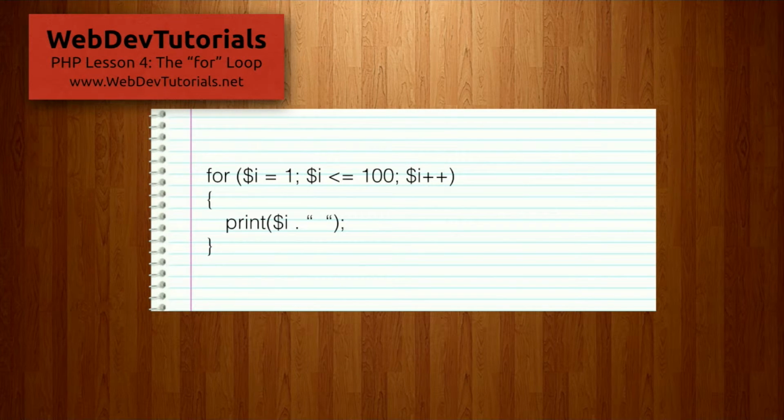The second expression is like an if statement. If true, then the loop will continue, else it will terminate. We want to make sure that the value of I does not exceed 100, so we'll say I is less than or equal to 100.